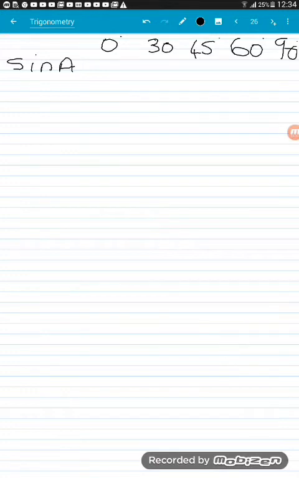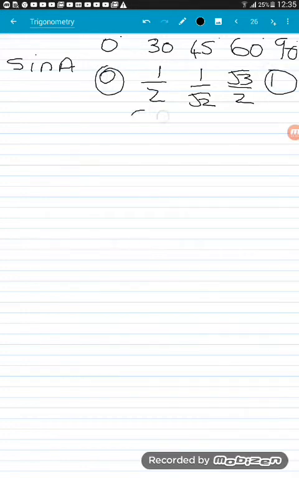Now you can see that sine A for 0 degree is 0, for 30 degree it is 1 by 2, for 45 degree it is 1 by root 2, for 60 degree it is root 3 by 2, and for 90 degree it is 1. Now, for example, these numbers lie between 0 and 1.